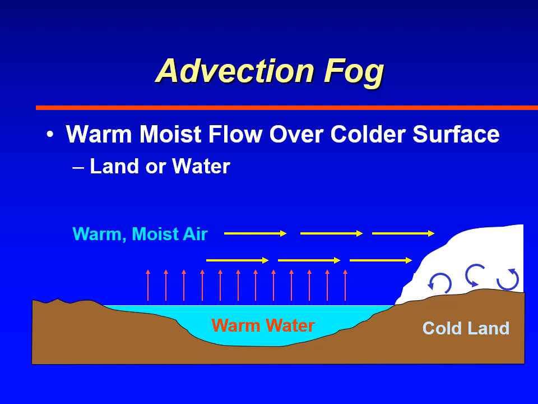Regardless, an air mass with some water vapor content will move over a colder surface. That colder surface could be land or water. It may move over a cold body of water producing advection fog, or a cold land mass producing advection fog. So you need some movement of air. That's what advection means, the movement of air.